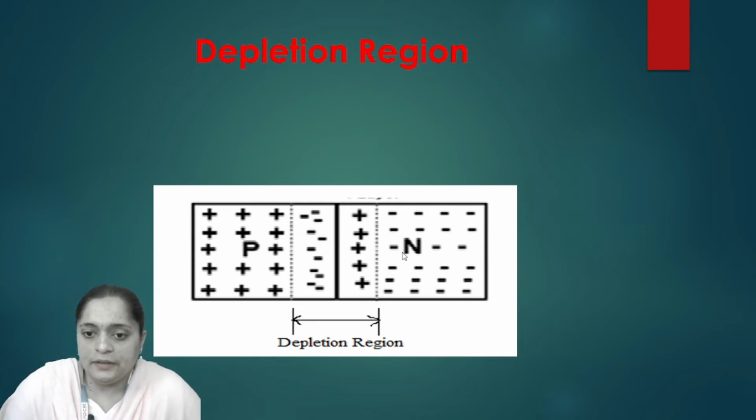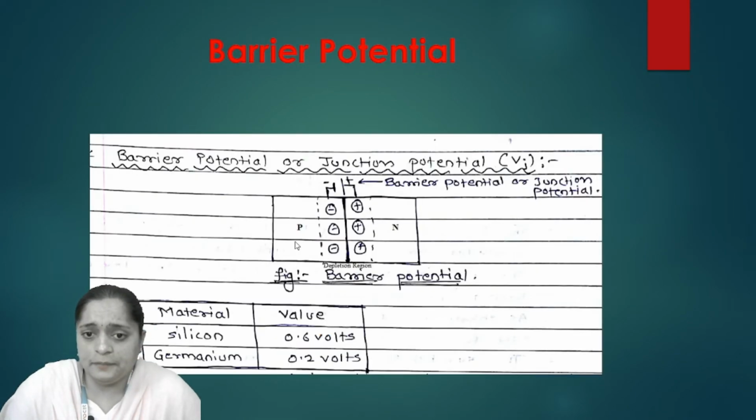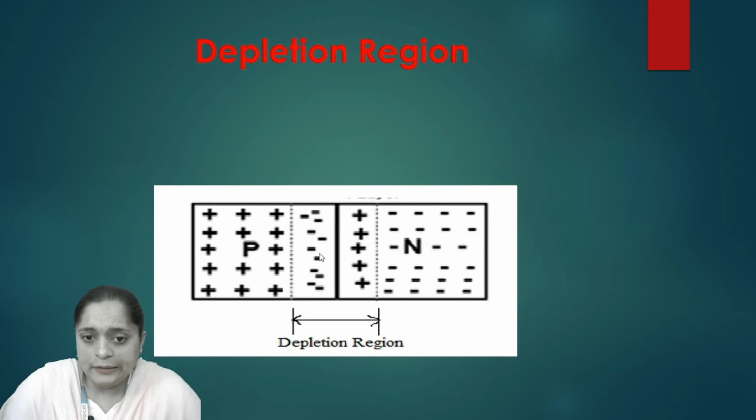So the point is that while transferring the electrons towards the holes, the positive ion which accepts that particular electron will lose its electrical neutral nature and becomes a negative ion. In this way, a depletion region will occur.